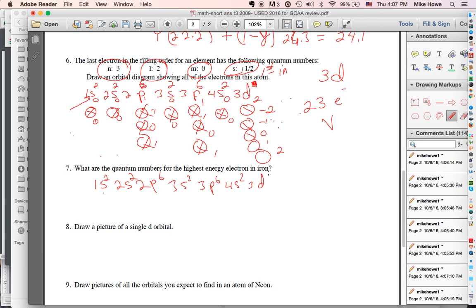Okay, it should be 3d6. Not because the d sublevel can hold 6, but because there are only 6 electrons left to get to 26. So if I put the orbitals in, it doesn't ask you to do all this, it just asks you what the quantum numbers are, but this is how you figure it out.